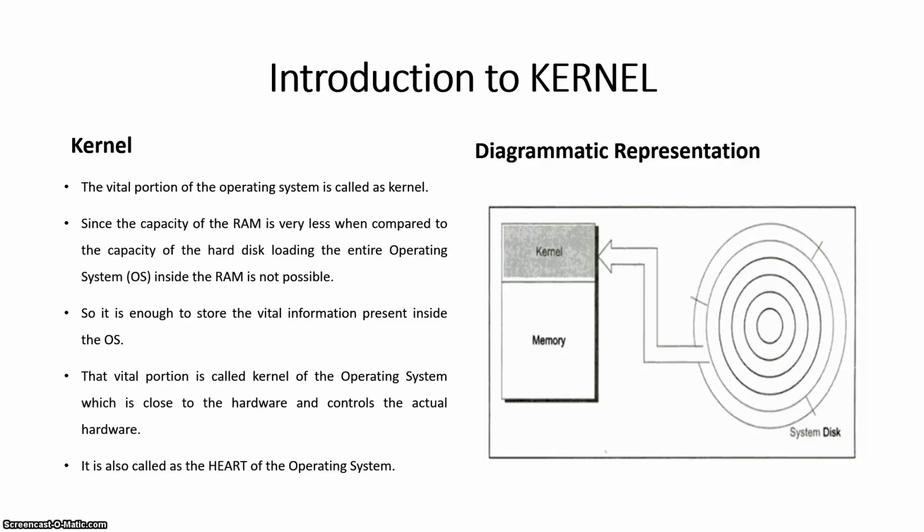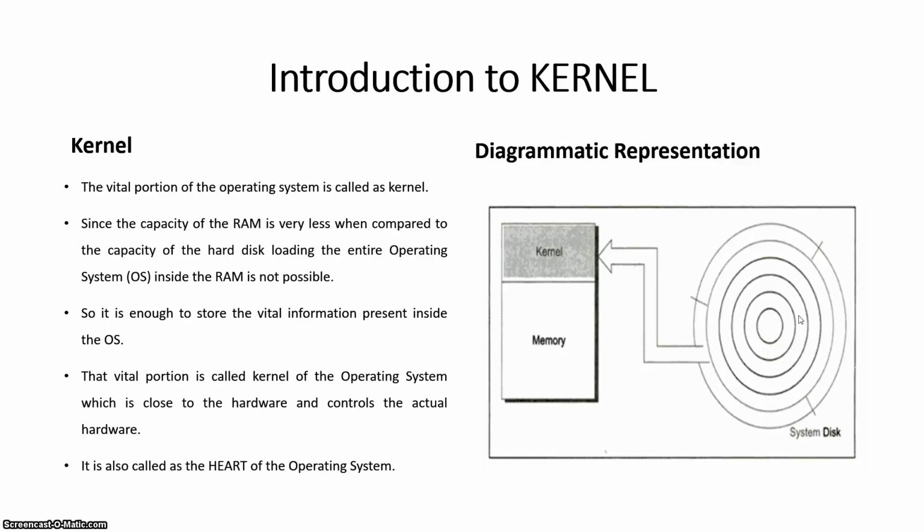The vital information which is present inside your operating system is called the kernel. So first of all, we have to know where your operating system is actually present. Your entire operating system will be present inside your hard disk. So this is your hard disk, or you can say it is a system disk. The entire operating system will be present inside your hard disk.